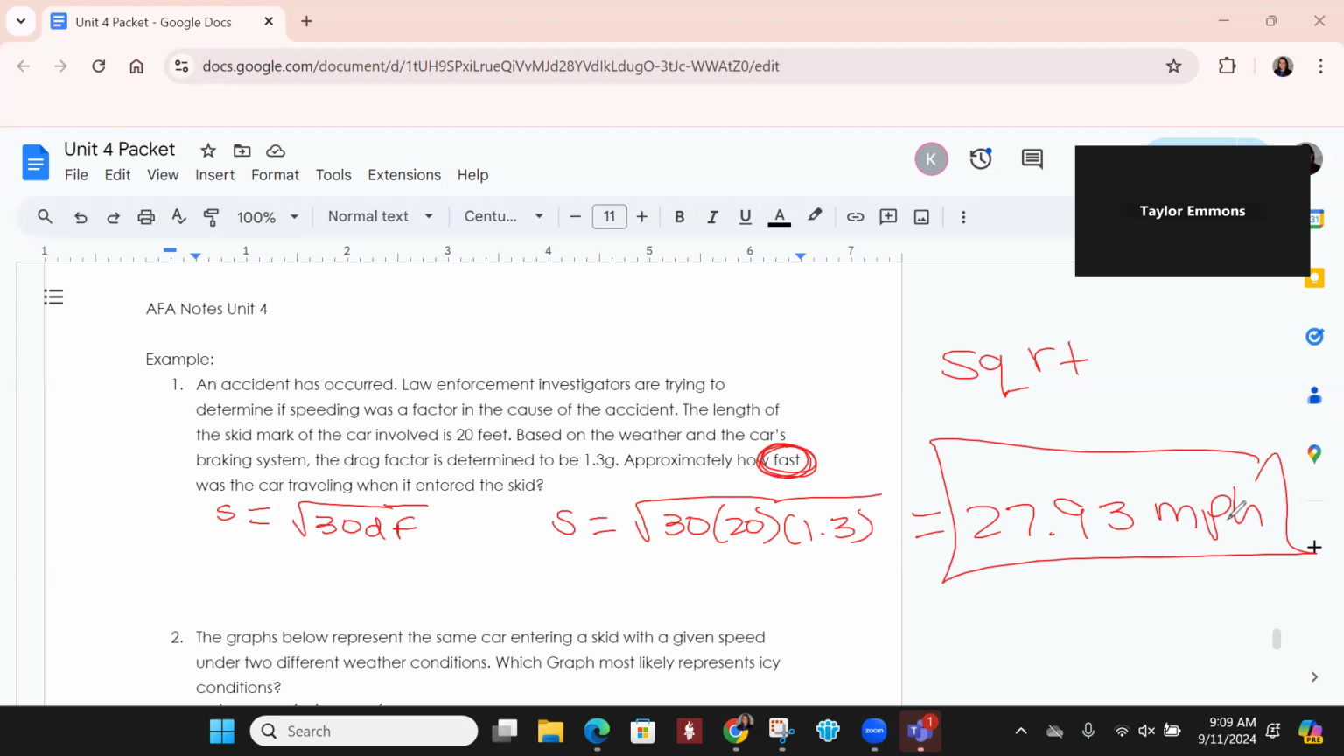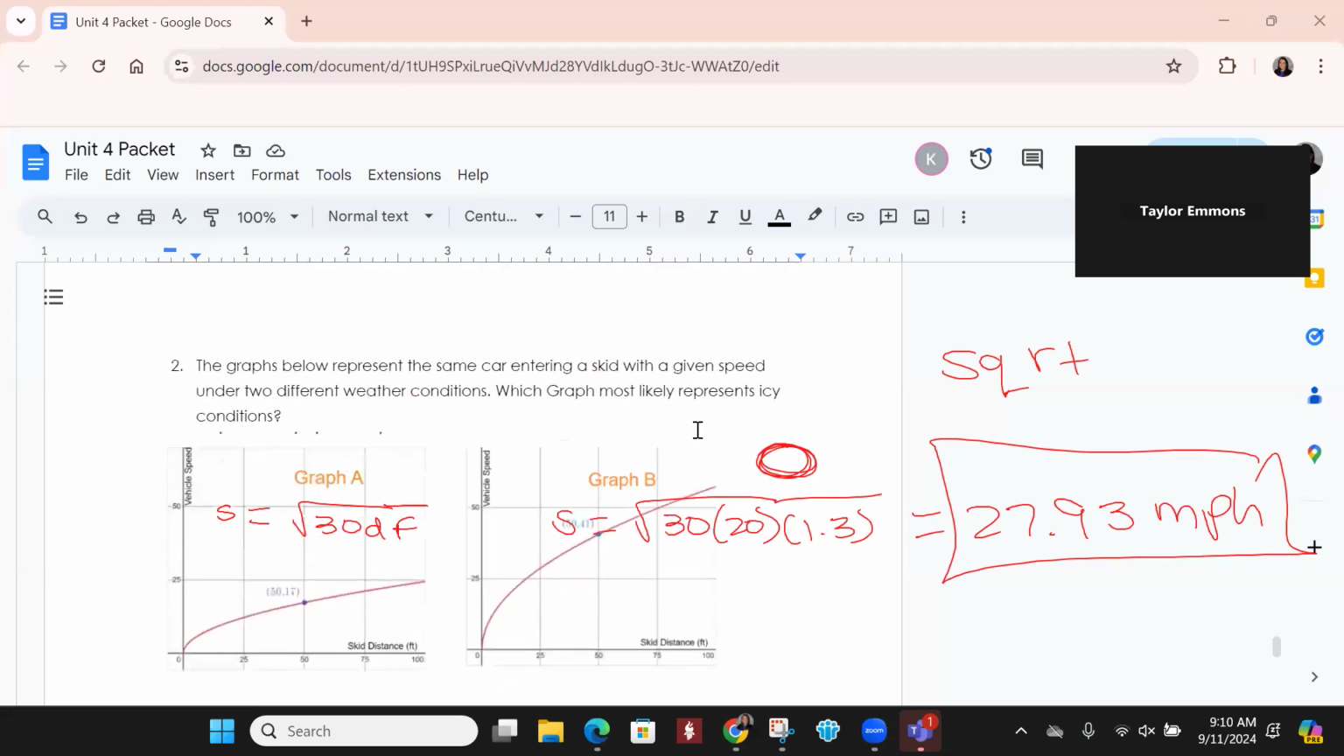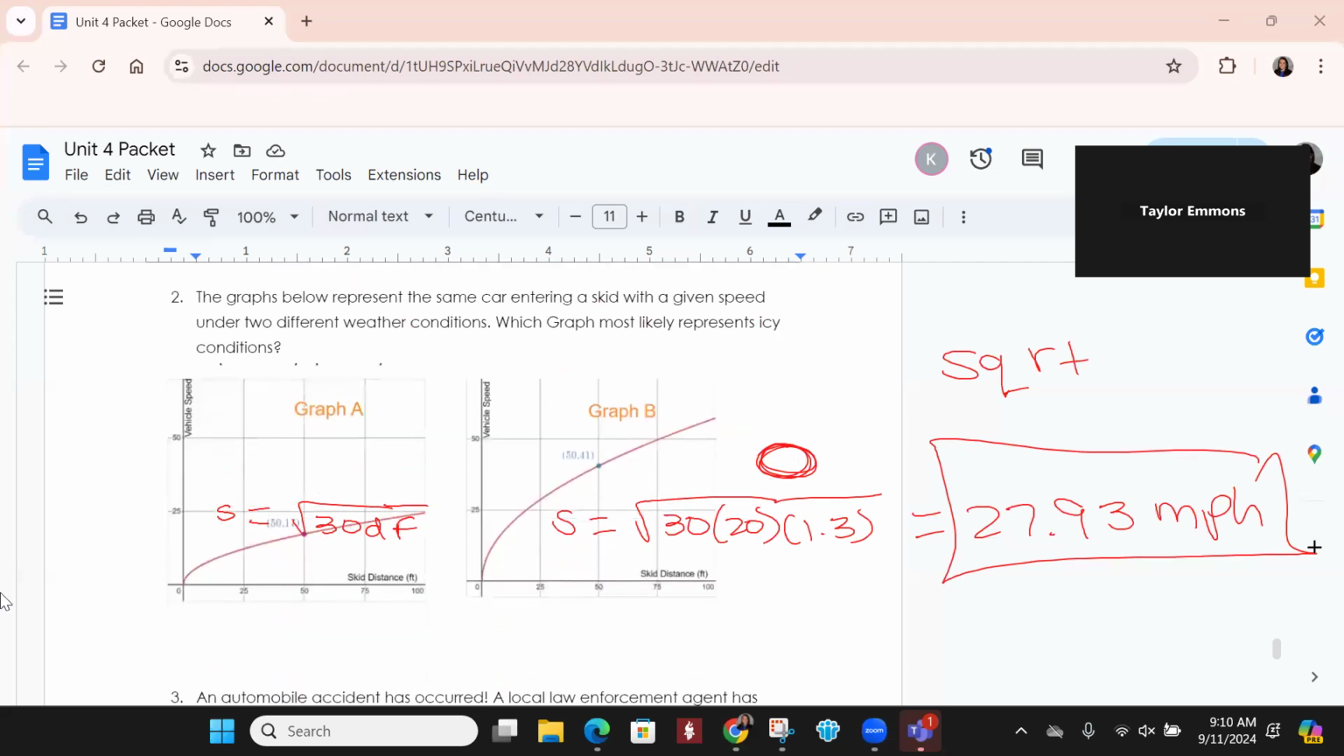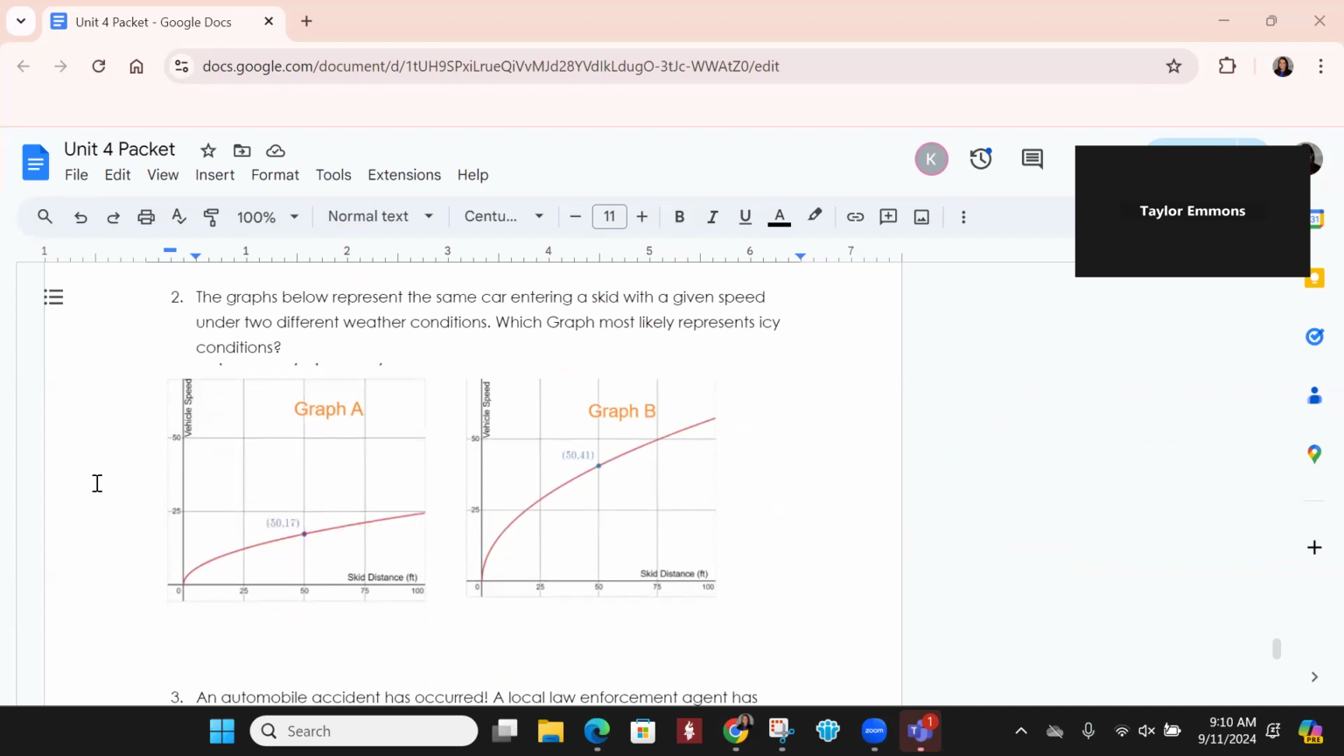Okay. Looking at the graphs below, they represent the same car entering a skid with a given speed under two different weather conditions. Which graph most likely represents icy conditions? Which graph represents mostly icy conditions?